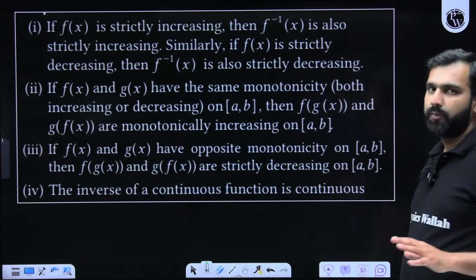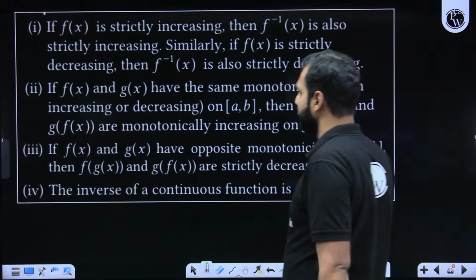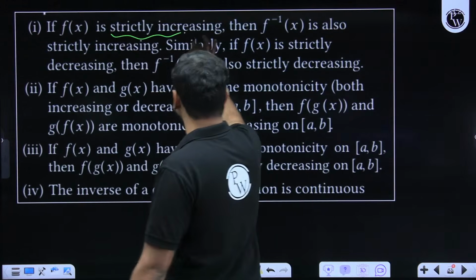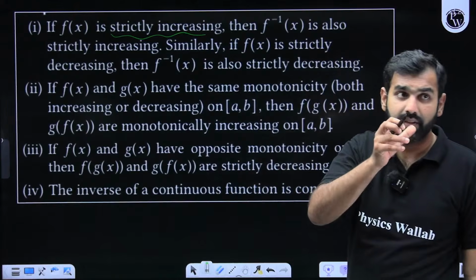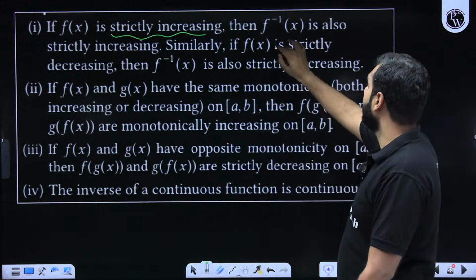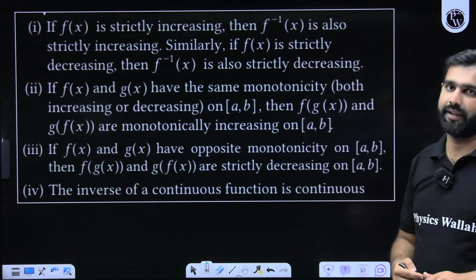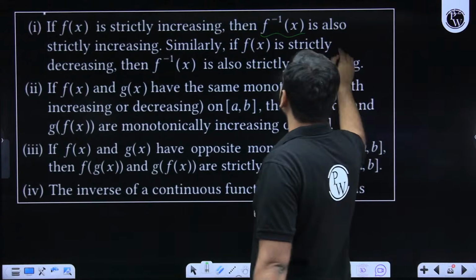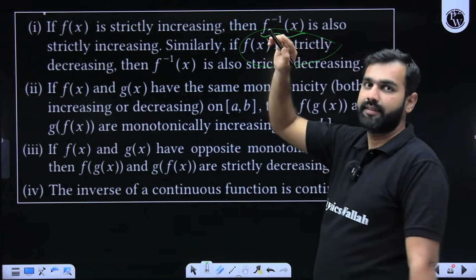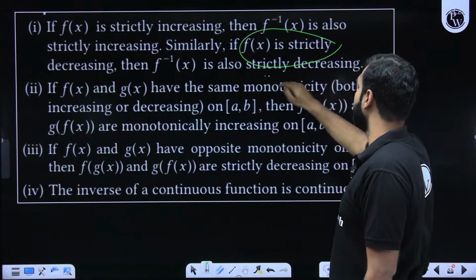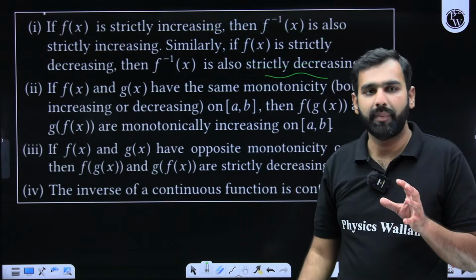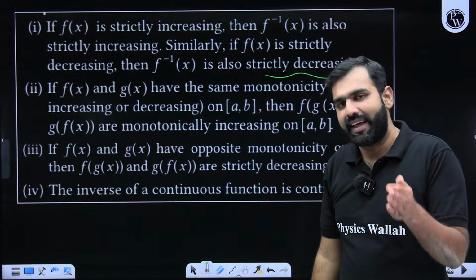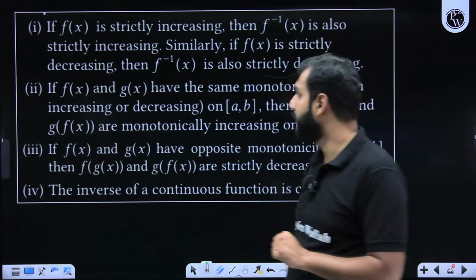Few more important points you should be aware of, out of which is this. If f of x is strictly increasing, then you should remember that f inverse x will also be strictly increasing. Which means if f of x is strictly decreasing, then f inverse x will also be strictly decreasing. So monotonicity remains same for f x and f inverse x. You wouldn't forget that, I believe so.